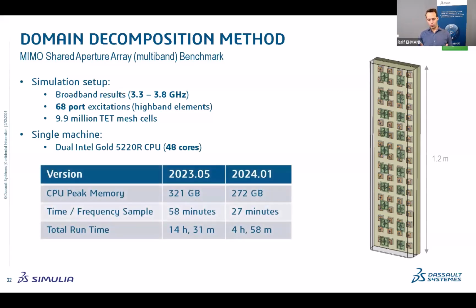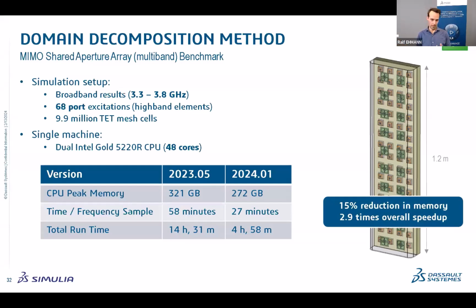So I want to show you how this has also improved in version 2024, because we just a few years ago introduced this solver. So every year, with the major releases, we bring a lot of improvements, and you can see this by looking at the numbers. We have the peak memory that is definitely reduced, going from 2023 Service Pack 5 to 2024. You can see also the time per frequency sample and the overall runtime, how much that improves. So within less than 5 hours, you can get 68 ports calculated for a model that is 1.2 meters in length, which is about 15 wavelengths in this case. So really good results that we see there.